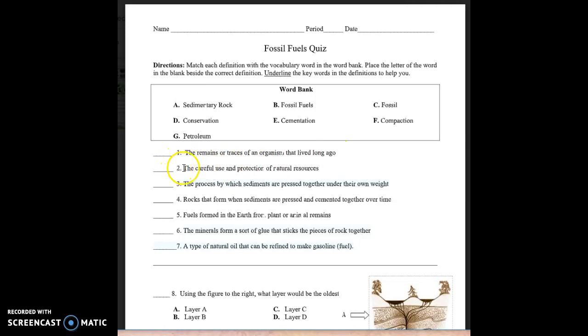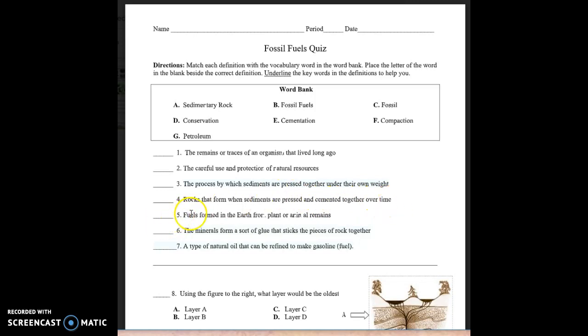Number 2. The careful use and protection of natural resources. Number 3. The process by which sediments are pressed together under their own weight. Number 4. Rocks that form when sediments are pressed and cemented together over time.